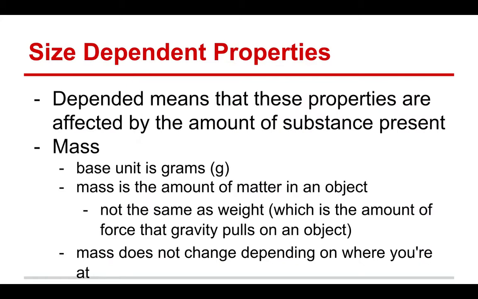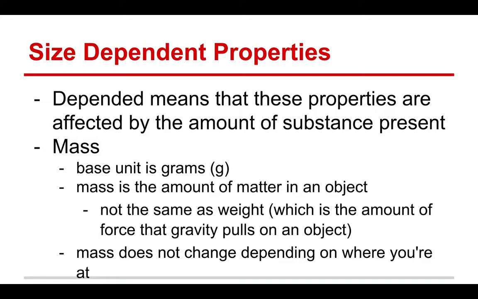Size-dependent properties. Dependent means that these properties are affected by the amount of substance present. So take a second, think about what that means. So the more of the substance means that it's going to change these properties. So mass is the first one we're going to talk about. Its base unit is gram. Mass is the amount of matter in an object.